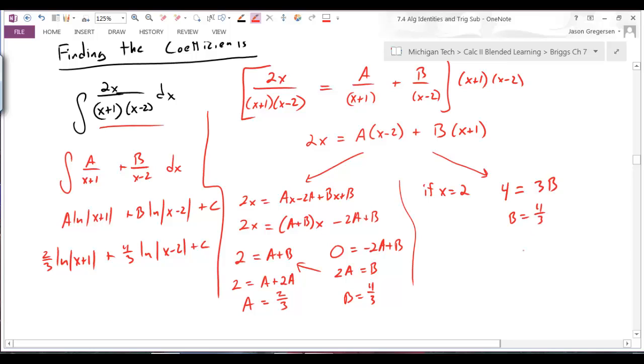That equation should be true for any value of x, even x equals -1. If x equals -1, then the equation looks like -2 equals a times -3 plus b times 0. So a is equal to 2/3.